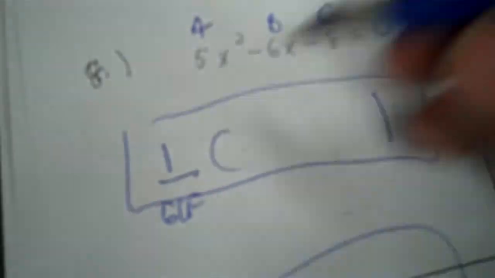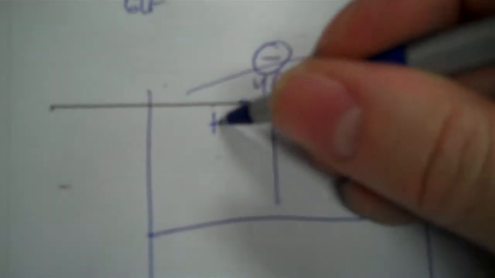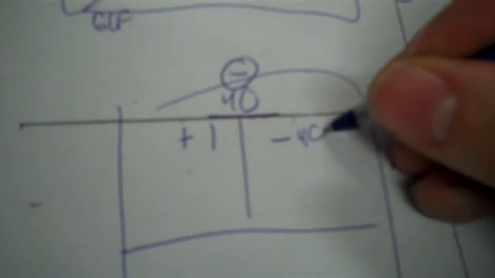GCF of 5, 6, and 8 is 1. 5 times negative 8 is negative 40, so it's got to be a positive multiplied by a negative. That's how two things multiply to a negative number. And you need to be adding to try to equal the b term of negative 6. So, middle.